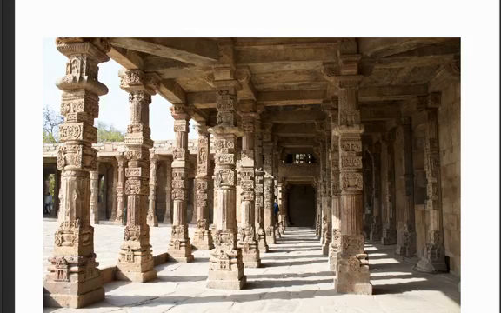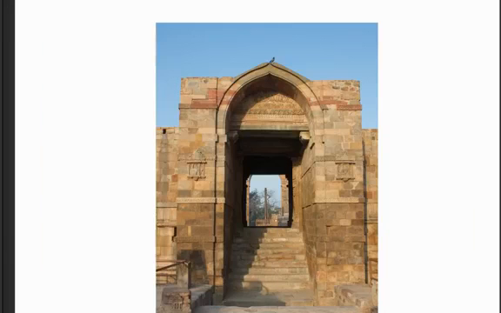Now, these are the techniques that they are familiar with. Post and lintel, like you see in this part of that mosque, they put up pillars and they put beams across them to put up a flat roof. But the Turk commanders are a little bit more ambitious, and they ask that an arch be built.